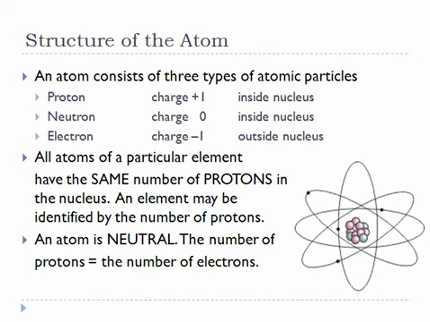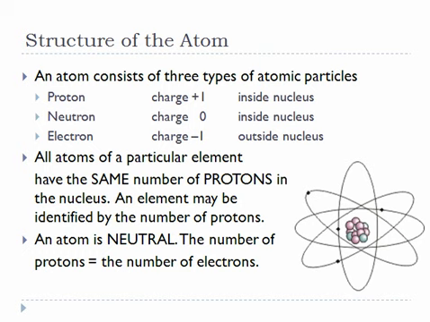What is an atom actually made up of? Hopefully you remember that we have three different types of subatomic particles that we look at in this course: protons, neutrons, and electrons. Hopefully you also remember that your protons and neutrons are inside the nucleus. Your protons have a positive 1 charge, your neutrons have a neutral or no charge, and your electrons have a negative 1 charge, and they float around outside the nucleus.